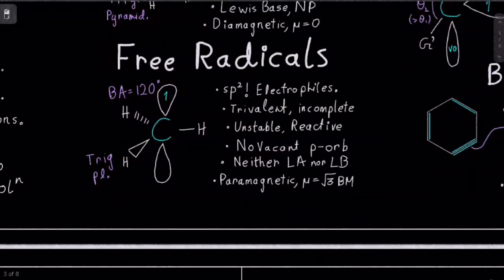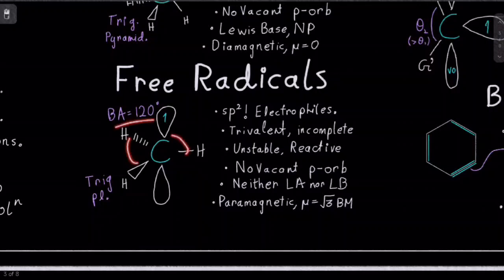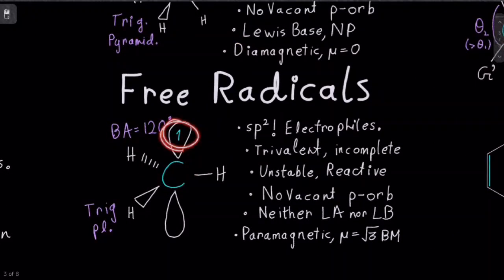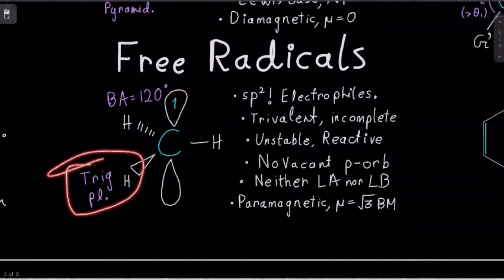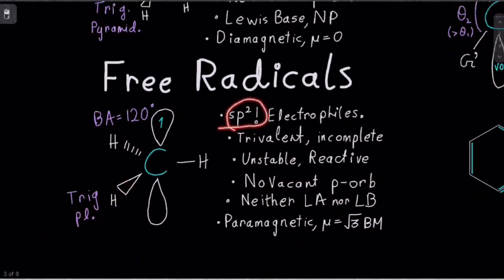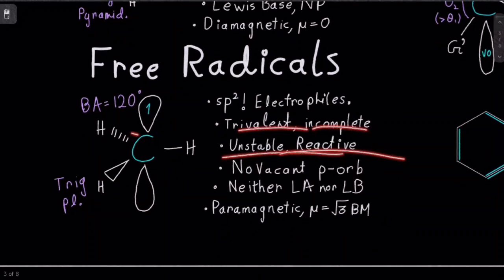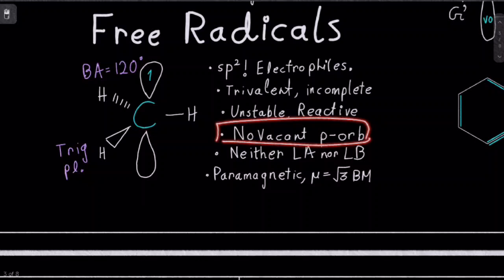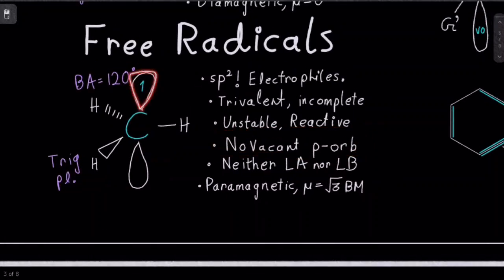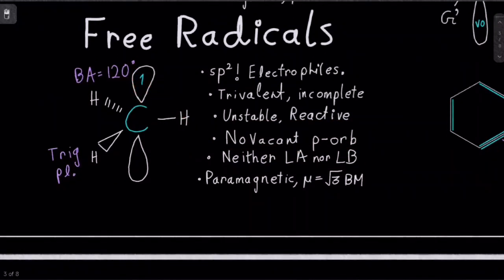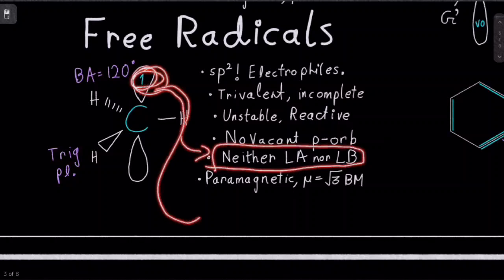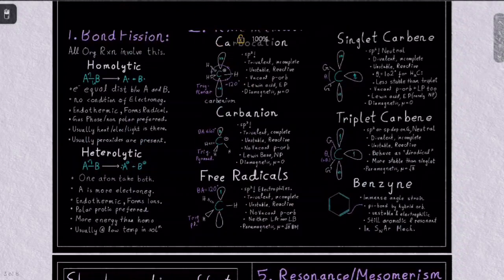Now, if we learn about free radicals, they are very similar to carbocations. Their bond angle is 120 degrees. And instead of a lone pair, they just have a single electron chilling in an orbital. And trigonal planar shape, of course. Again, sp2, just like carbocation, the electrophiles. This is trivalent, incomplete, unstable, reactive. We know that. No vacant p orbital is something you need to pay attention to because the p orbital has been taken by the single extra electron. And since this electron is not paired, it is neither a Lewis acid nor a Lewis base, and also it is paramagnetic. And its magnetic moment is √3 Bohr magnetons.